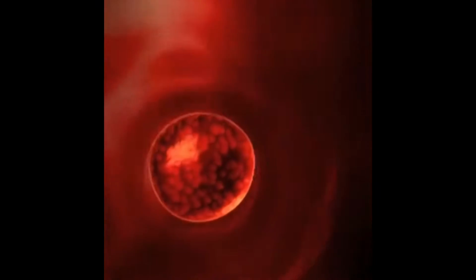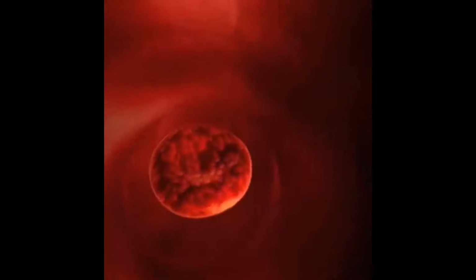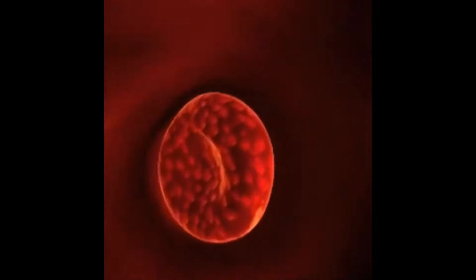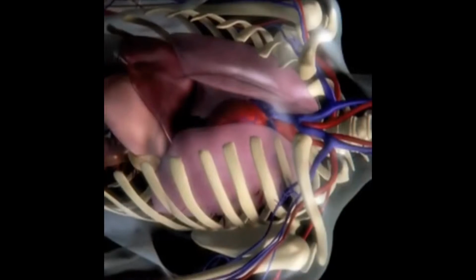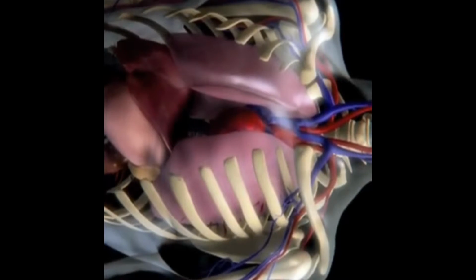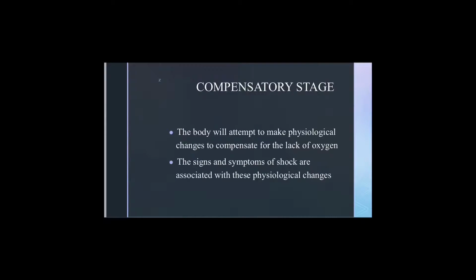Although each type of shock is associated with a different condition, they all follow a sequence of 4 stages. Stage 1 is where cells begin to be deprived of oxygen. This inhibits the production of energy. This lack of energy prevents the cells from functioning properly, and this can affect all body systems. Stage 2 is when the body will attempt to make physiological adaptations to compensate for the lack of oxygen. The signs and symptoms of shock are associated with these physiological changes.